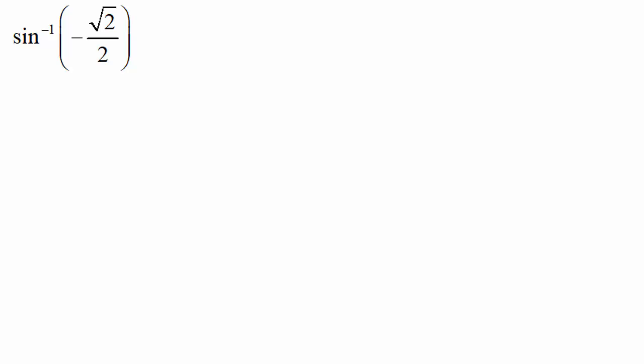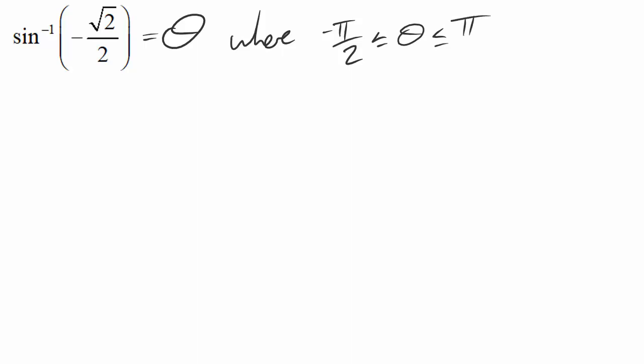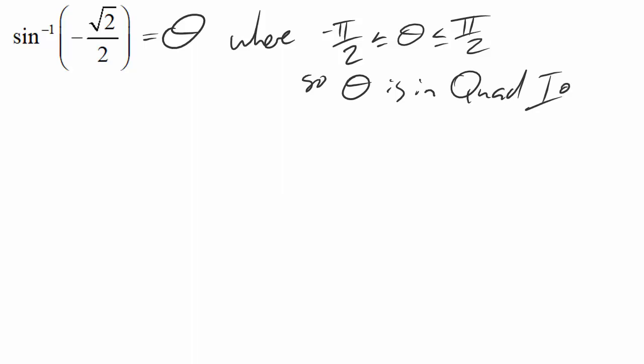Now we're asked to find the inverse sine of negative square root of 2 over 2. Remember, the answer for an inverse trig function is an angle, so that's what we're going to call theta here. For inverse sine, our restrictions for where theta can live are between negative pi over 2 and pi over 2. That tells us theta is going to be in either quadrant 1 or quadrant 4.